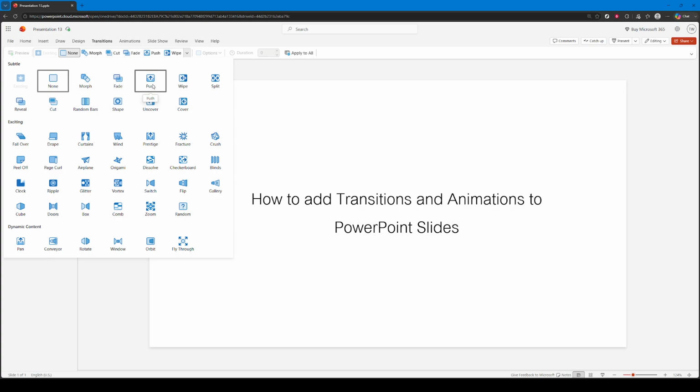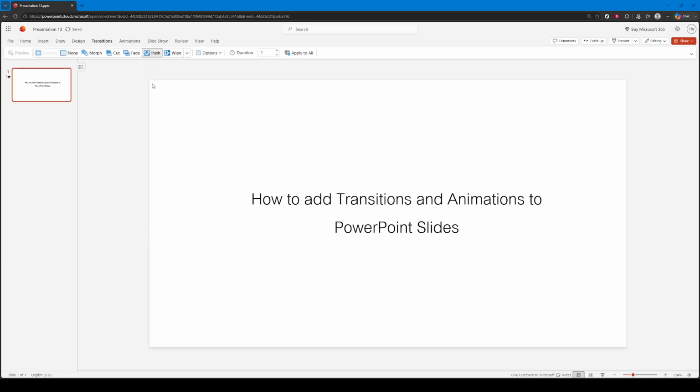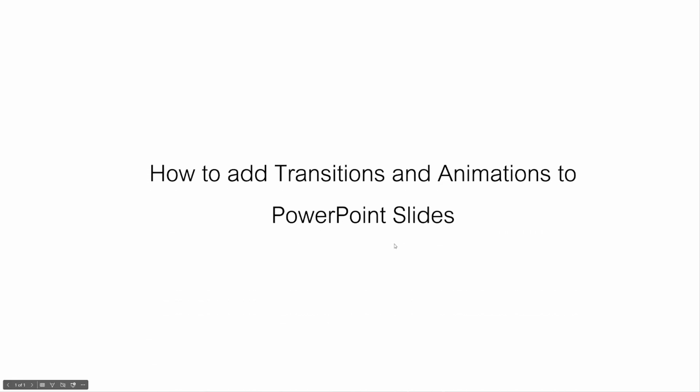Next, you'll want to choose a transition effect from the available options. You'll see a range of effects to pick from, each offering a unique way for your slides to move from one to the next. From here, you can preview the transition to see how it will appear during the presentation. This is a great way to ensure the effect matches the tone and style of your presentation.